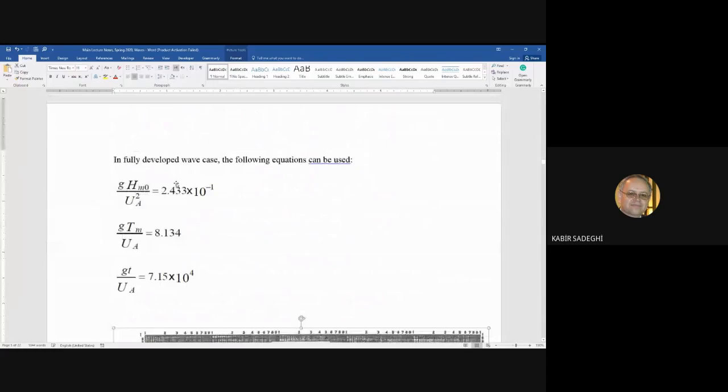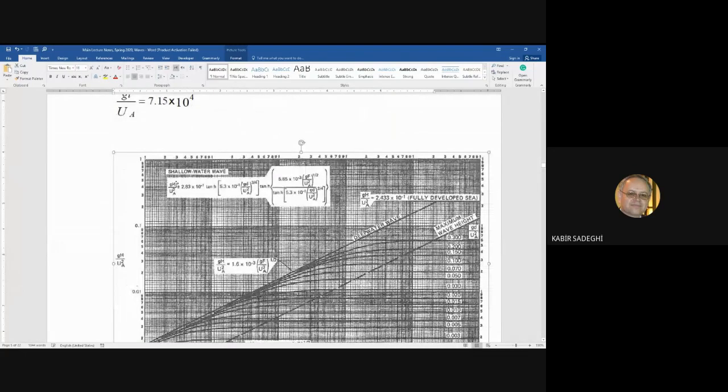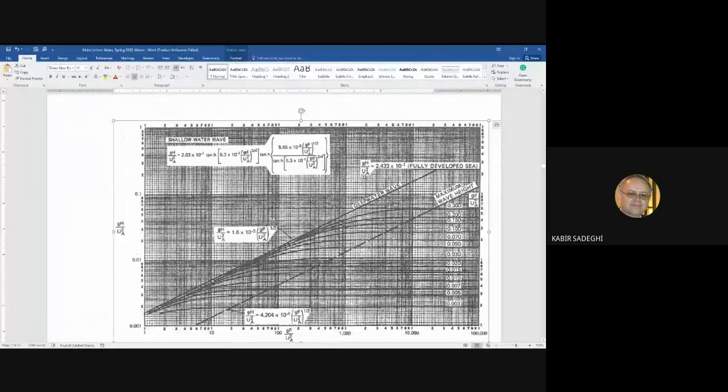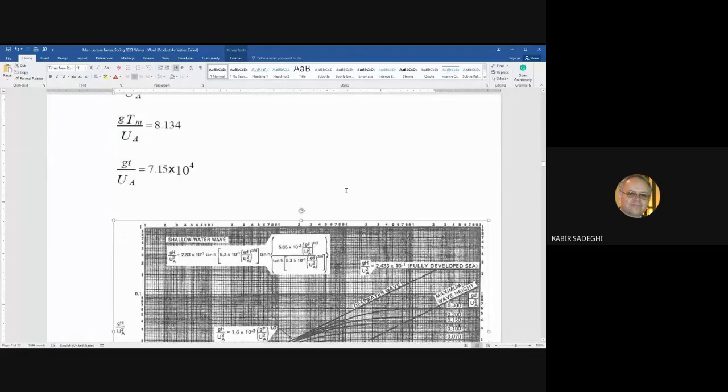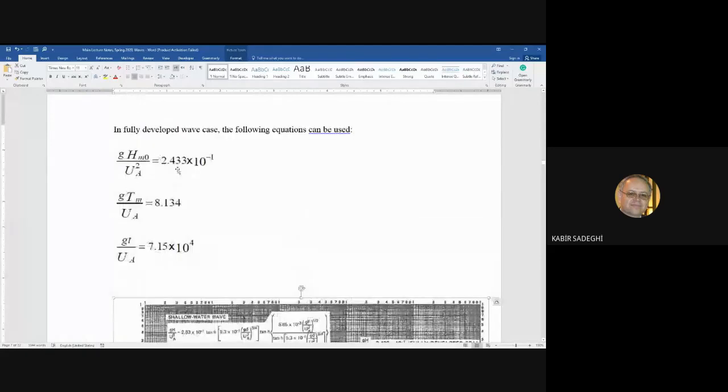The other one, at the top but at the right, is written fully developed sea. It shows gH over UA squared equals 2.43 times 10 to the minus 3. Fully developed: 2.433 times 10 to the minus 1.